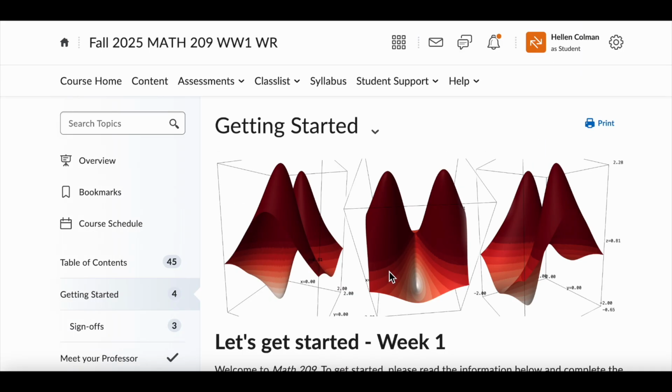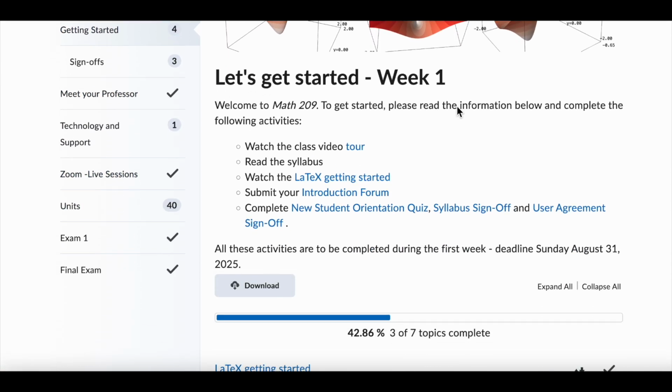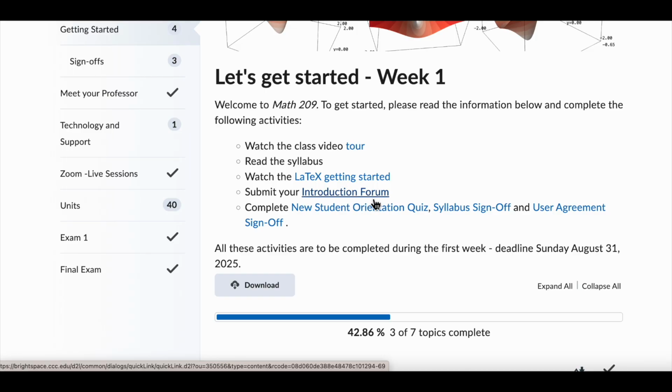So coming back to the first week tasks, this is the getting started week, the first week. You have to watch the tour, read the syllabus, watch the LaTeX getting started, and only after you did these things, then you have to write your introduction forum. This is very important. You should do all that first, but as soon as you can, start writing your introduction forum, so you can show that you really learned how to do a very basic document in LaTeX.